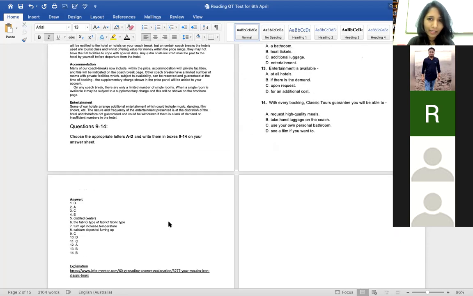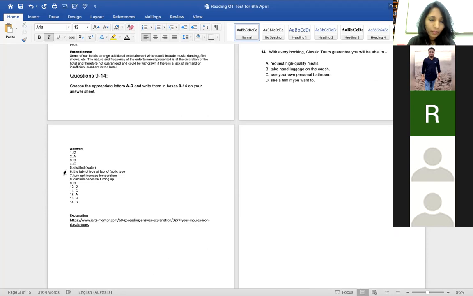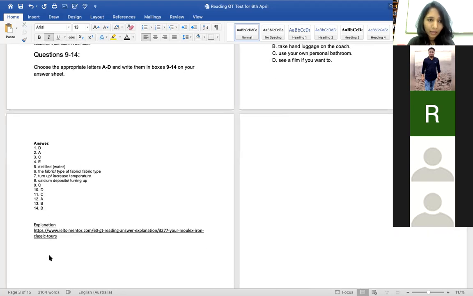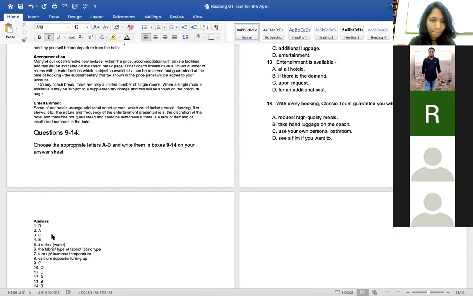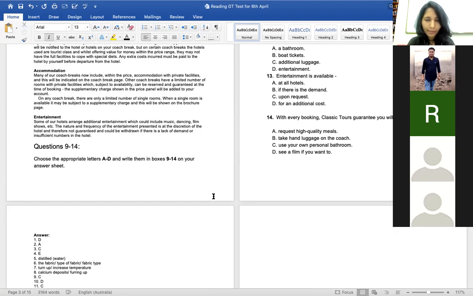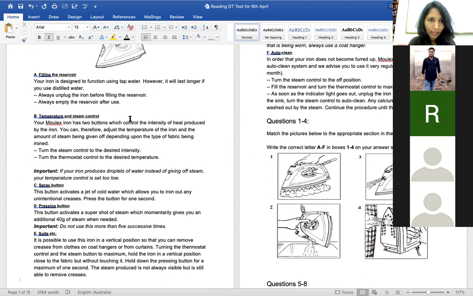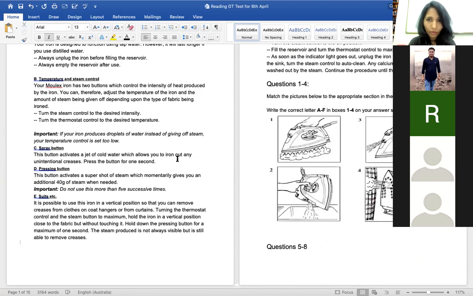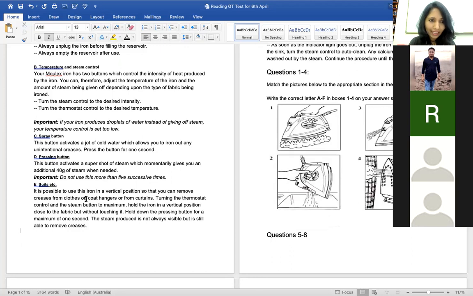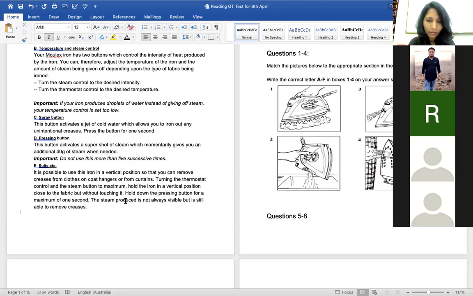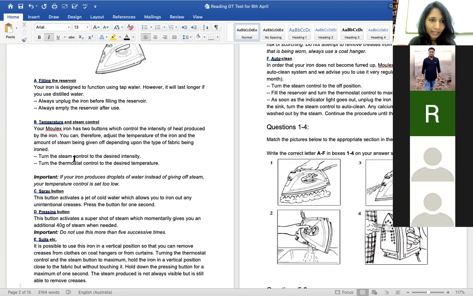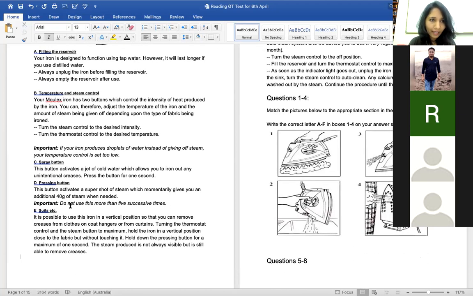So let's look at the answer. This is your answer for passage 1. So the D, A, C, I'm sorry, is this correct? So let's look at the explanation. D, A, and C, E. D, A because filling the tap water, and then C, which was correct for all of us. And the next one was not F, it was E, which is talking about vertical position. So the first answer is D, then A, the second one, and then C, and then E.